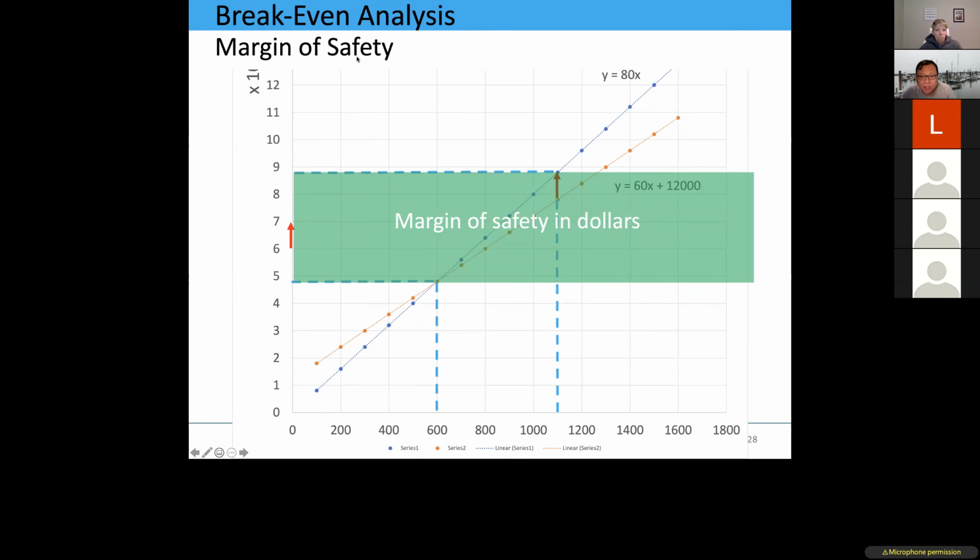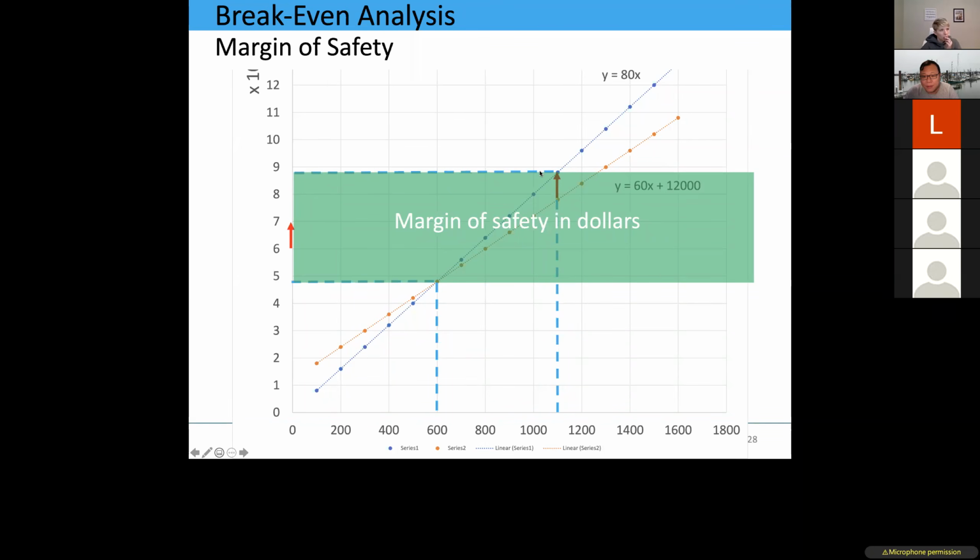So what do we mean by margin of safety? Okay. So you are familiar with this graph. So this point here, that's the break-even point. And the dollar amount is $44,000. Okay. And then suppose that right now our sales is at 88,000. Sorry, here's the 48,000, the break-even sales. And now suppose the actual sales right now is 88,000.